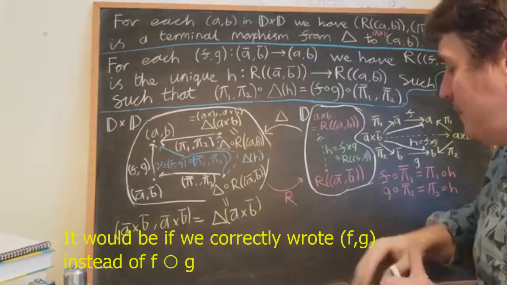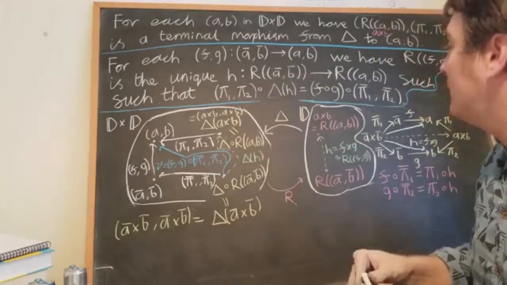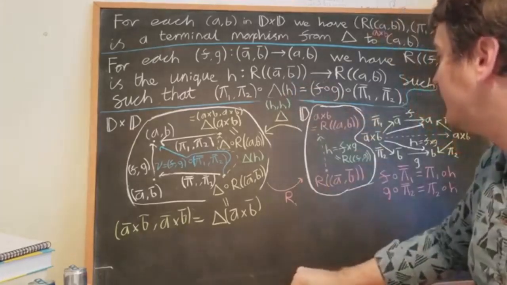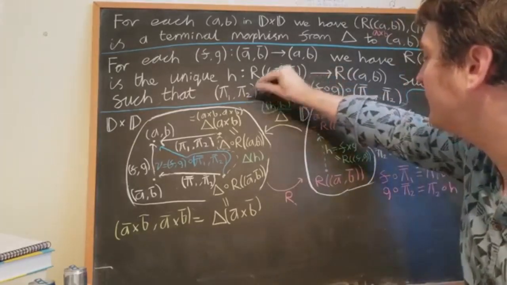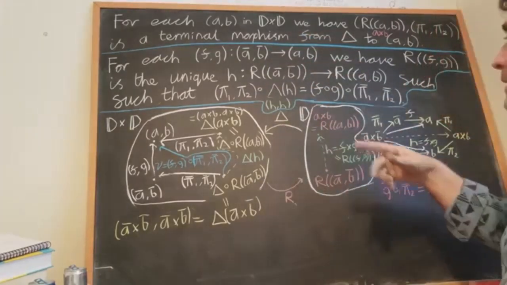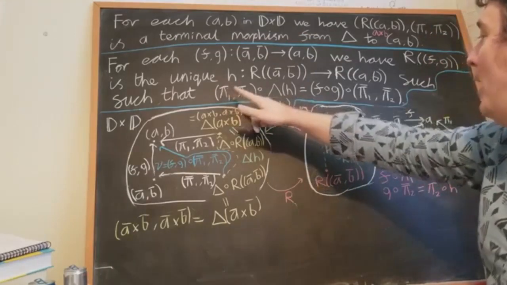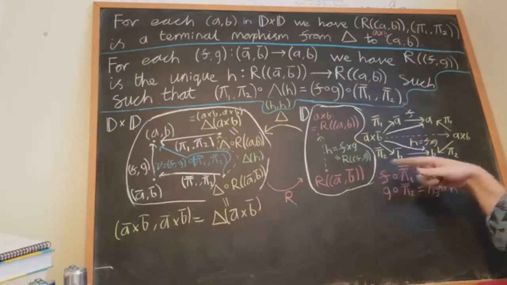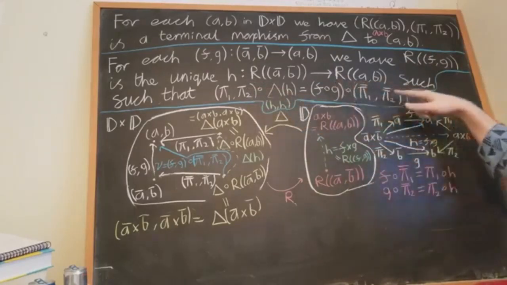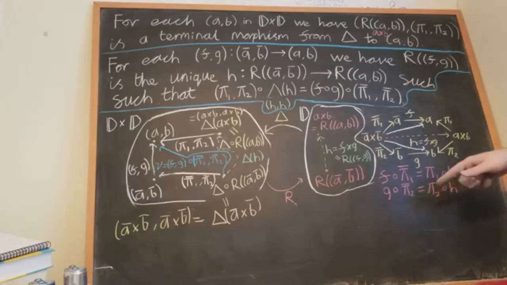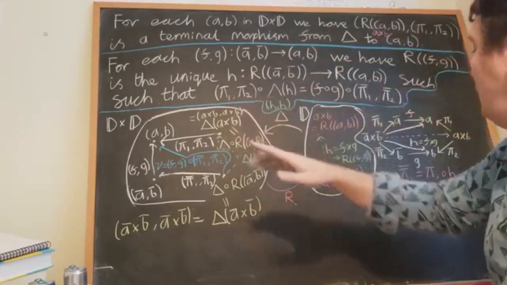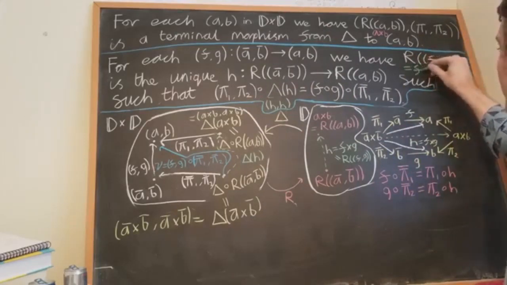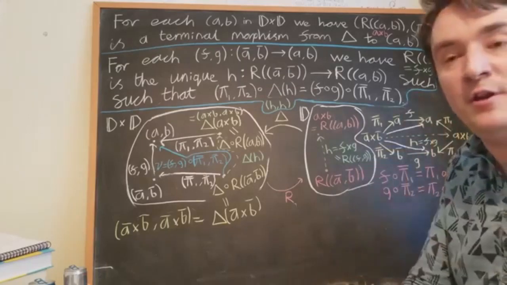Okay, so if we just remember now that what delta H is, it's just H, H, then we see that these two conditions are exactly the same, okay? We want pi 1 after H is F after pi 1 bar, and pi 2 after H is G after pi 2 bar. And that's this, okay? So all this is saying is just that this R of F, G here is just going to be the categorical product of F and G, according to the definition which we've already seen.